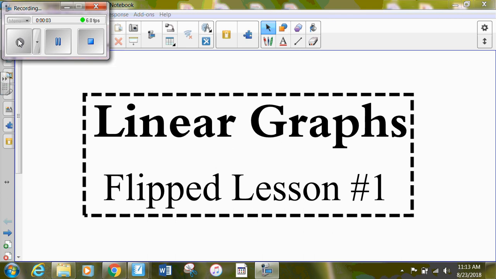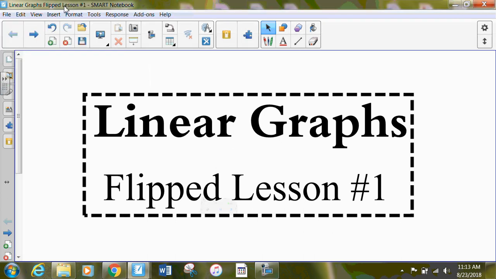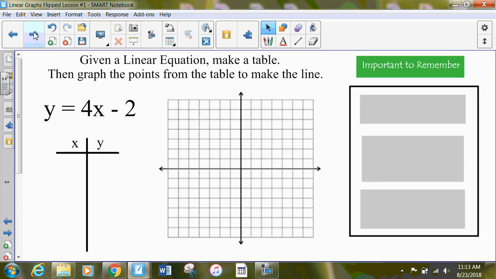Here we go, linear graphs, flipped lesson number 1. So today we're going to be looking at a linear equation, make a table, and then graph from that table.